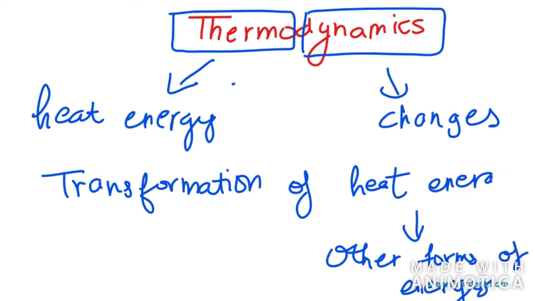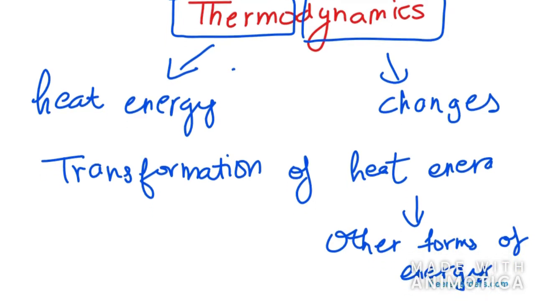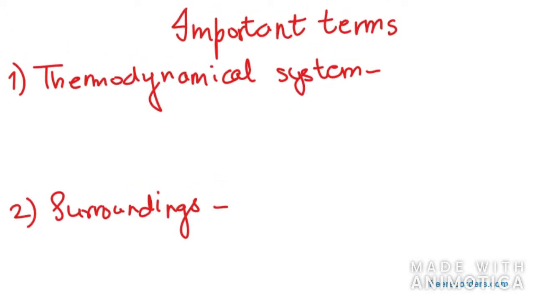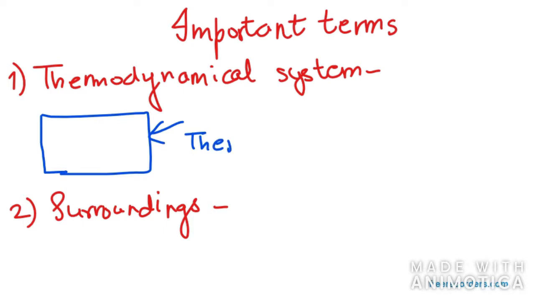Now, we need to know some important terms related to thermodynamics. The first term is thermodynamical system. What does it basically mean? It is an assembly of an extremely large number of particles. It could be atoms, it could be molecules. If I consider this as my thermodynamical system, then we have in it a large number of particles. So this is my thermodynamical system.